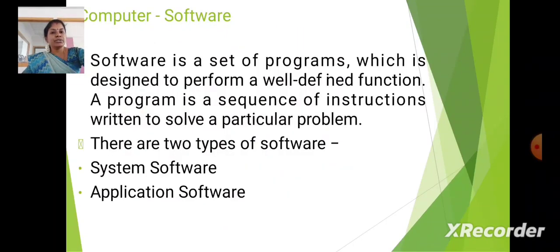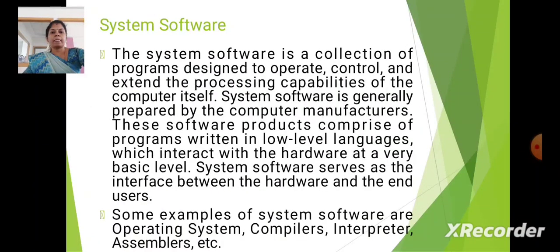The next thing is computer software. Software is nothing but a set of programs which is designed to perform a well-defined function. A program is a sequence of instructions written to solve a particular problem. There are two types of software: system software and application software.